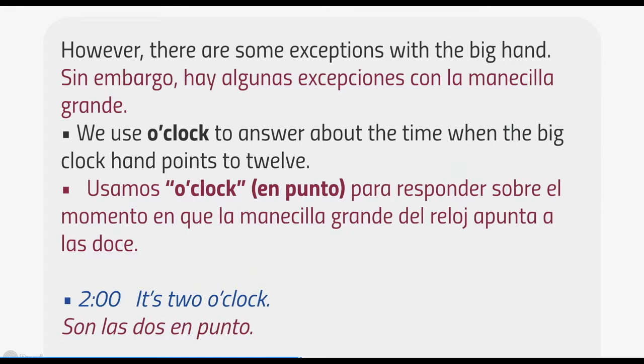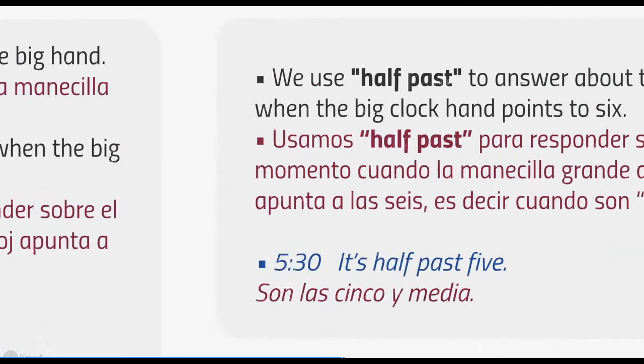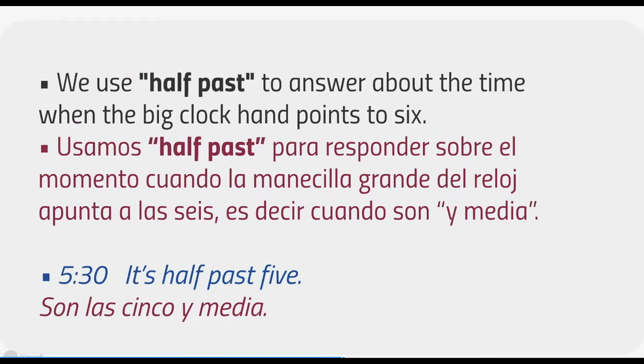However, there are some exceptions with the big hand. We use o'clock to answer about the time when the big clock hand points to 12. It's 2 o'clock. We use half past to answer about the time when the big clock hand points to 6. Example: it's 5:30.